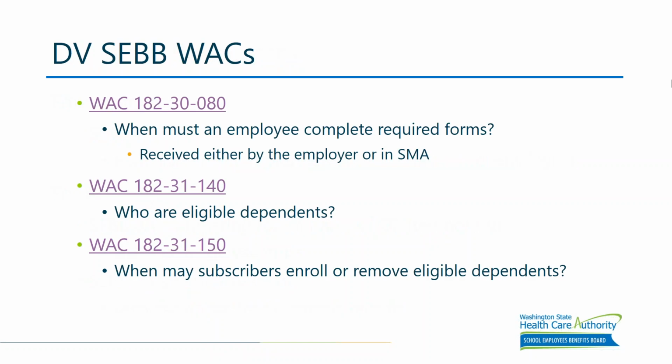There's also additional information in the Washington Administrative Code. So we have the following WACs listed here. There's one for when must an employee complete required forms, who are eligible dependents, and when may subscribers enroll or remove those eligible dependents.